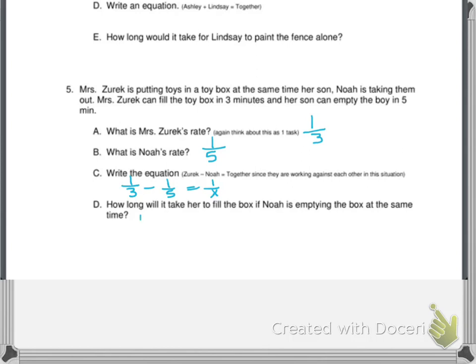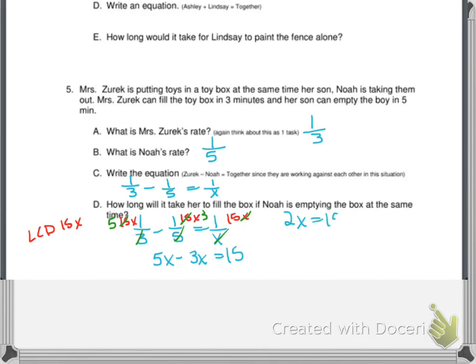So we solve this one: write the equation down, and then the LCD in this situation is 15x. So multiply everything through by 15x. Cancel what you can cancel. And I end up with 5x minus 3x equals 15. 2x equals 15. X is 7.5, meaning if he's taking toys out and she's putting them away, it'll take 7.5 minutes for her to have put them away faster than he can take them out. So that's that problem.